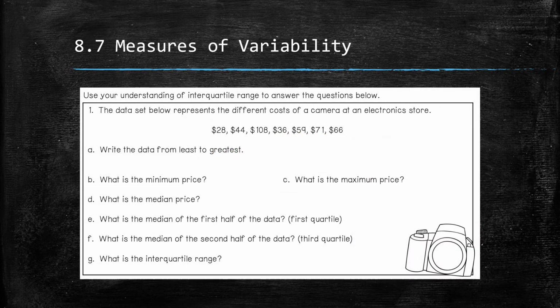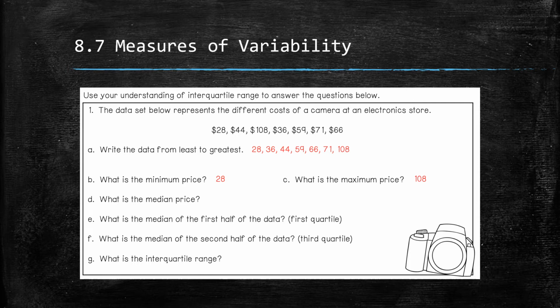Our first task is to take this data set, find the interquartile range, and answer some questions. This data represents the different cost of a camera at an electronics store. So I have these dollar amounts, and the first thing I want to do is order them from least to greatest, which is A. And I can easily see that 28 is my minimum price, and my maximum is 108.